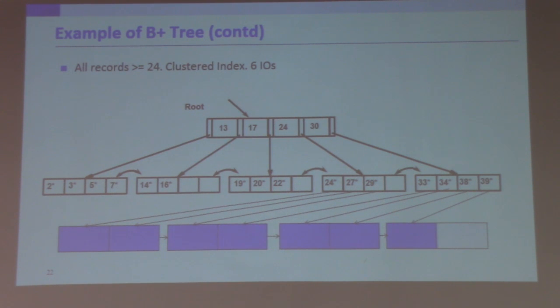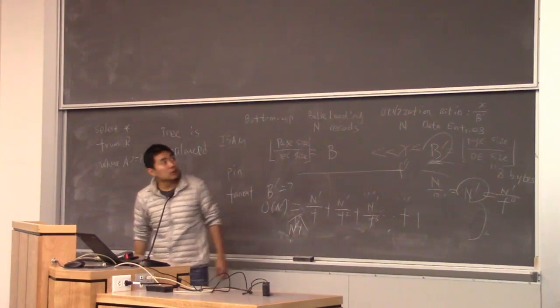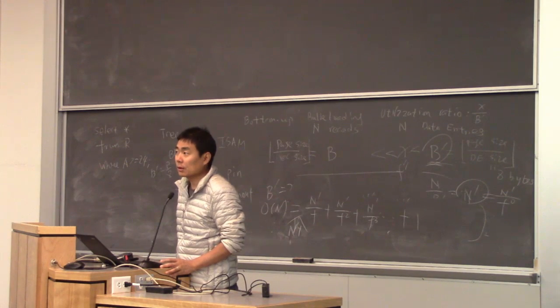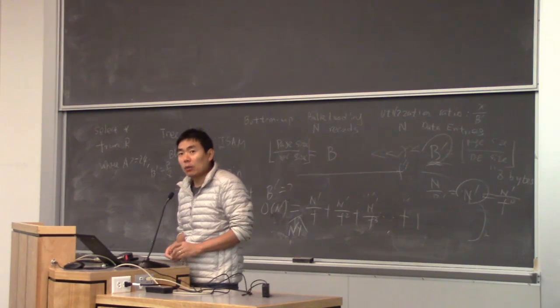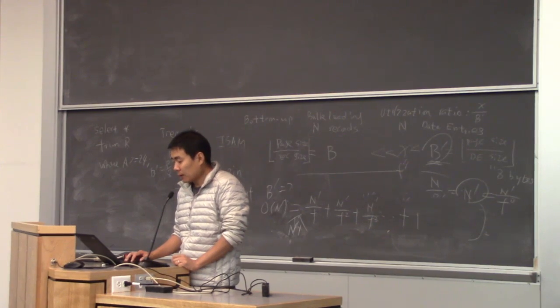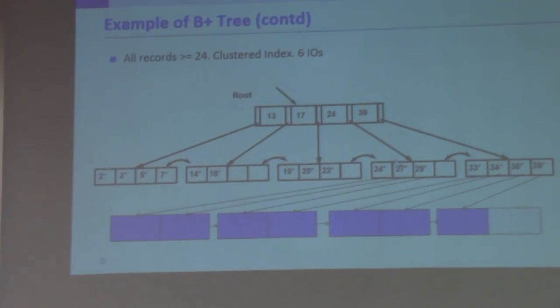Suppose I'm doing this query: all records greater than or equal to 24. Translated to SQL, what that means is you select from table R where this attribute is greater than or equal to 24, where A is your search key value indexed by this B plus tree. Does that make sense? And now we are using a clustered index. What happens? Well, you start with the root, and since it's greater than or equal to 24, you follow this pointer, come to this page, and that's your leaf level already.